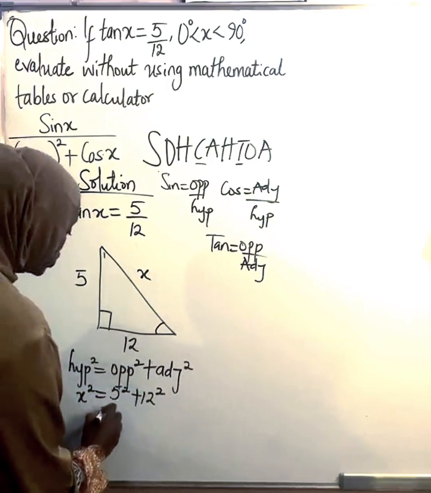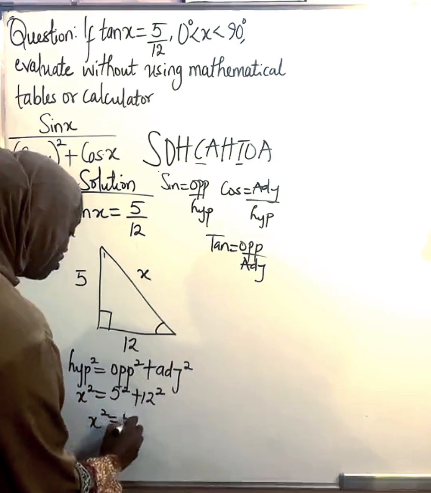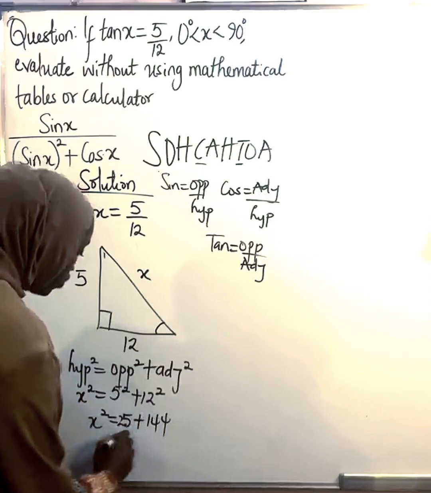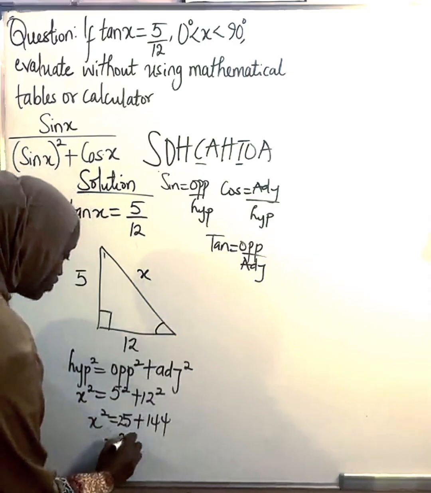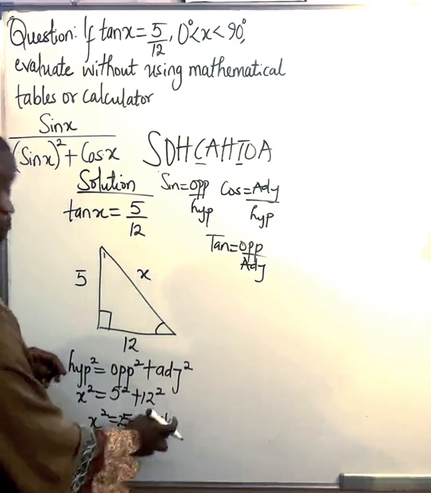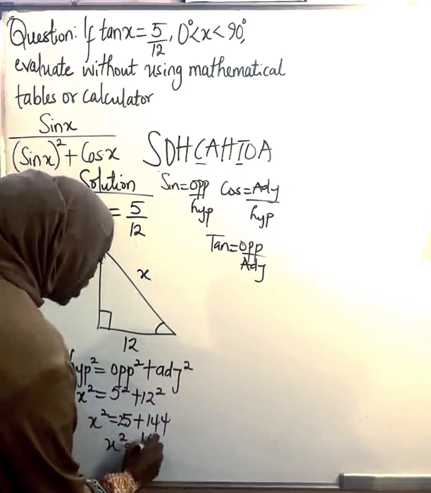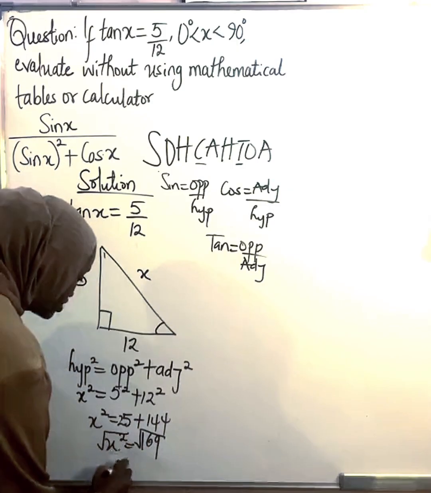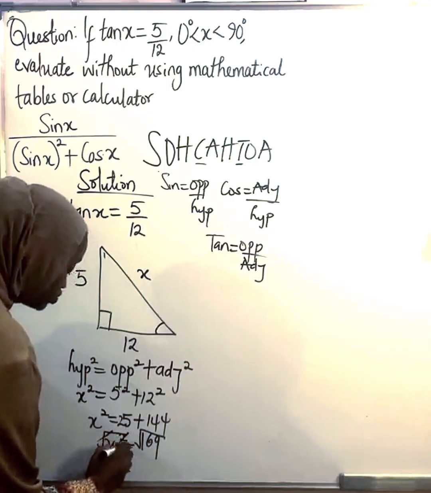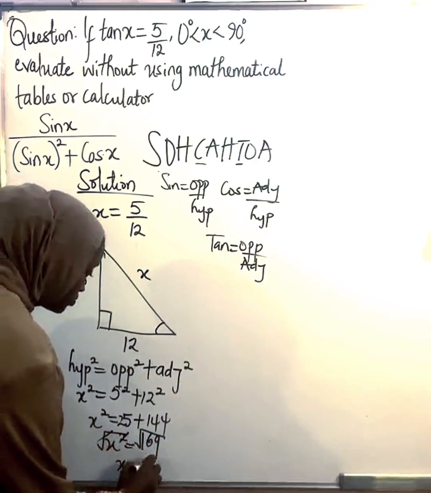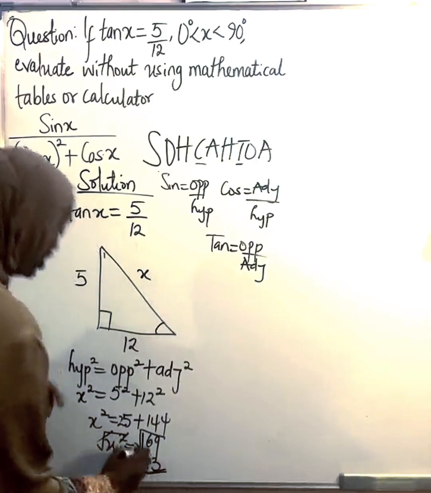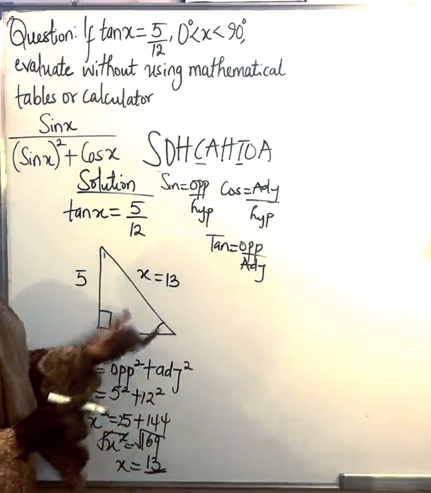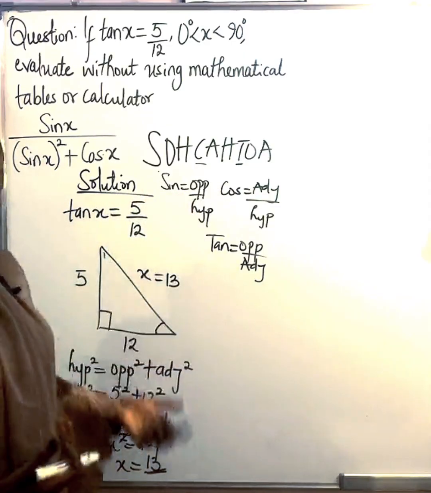So x squared is equal to 5 squared, which gives us 25, plus 12 squared, which gives us 144. Simplifying further, x squared is equal to 25 plus 144, which gives us 169. Taking the square root of both sides, the square root cancels the square, so x is equal to 13. So the value of x, that is the hypotenuse, is 13. From here we can continue solving this question.